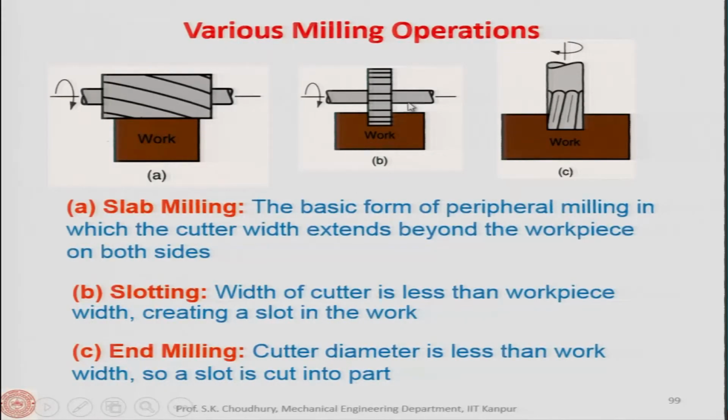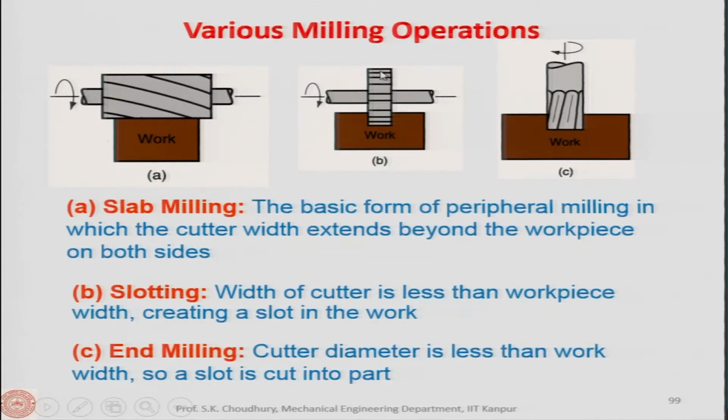Now, the second process, schematically shown, is slotting. That means here a slot is made along the length of the workpiece. The milling cutter is rotated.